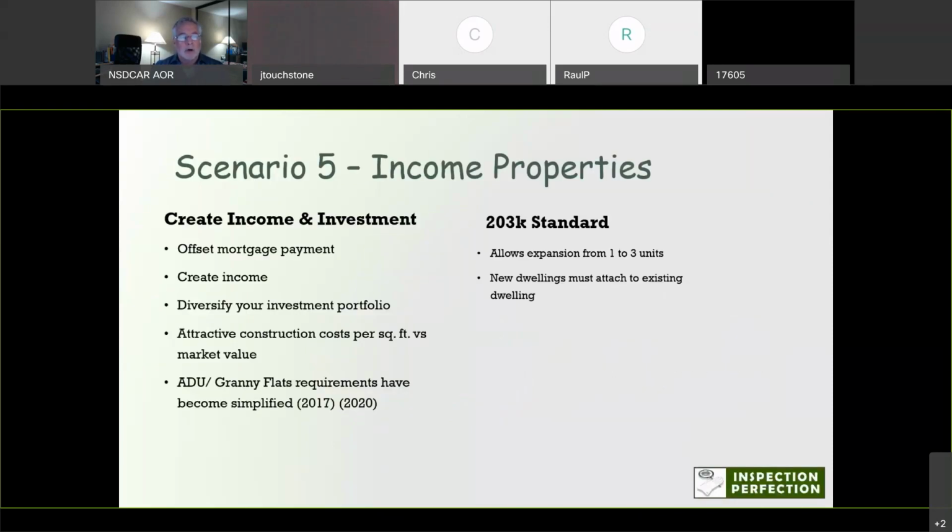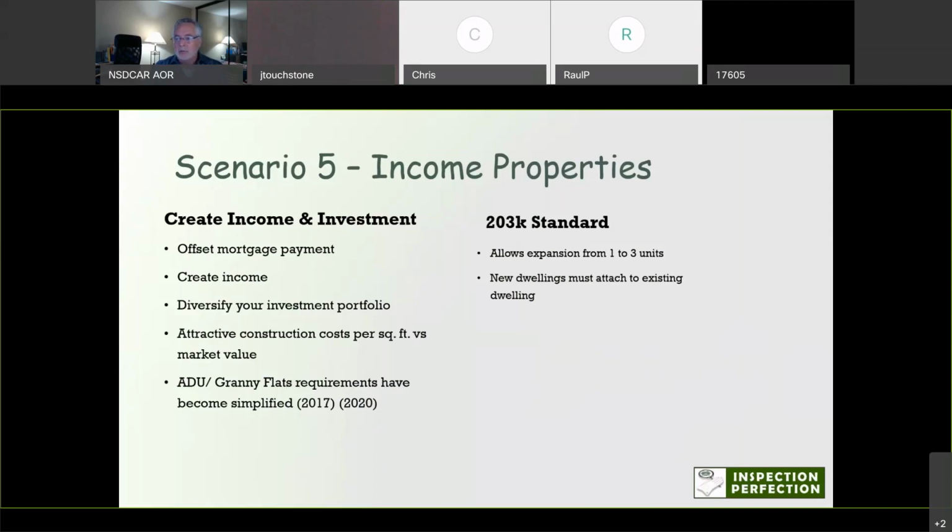So let's talk about income properties. Some of the motivation is to offset mortgage payments, create a passive income stream. One of the things that you'll see in this presentation, which obviously investors have known for some time now, is a lot of times we can have really attractive construction costs versus market value. And then ever since the ordinance came into play with ADU granny flats, you'll see in some of my upcoming slides here that the market is just going to take off. In fact, in some areas, it's actually exploding.